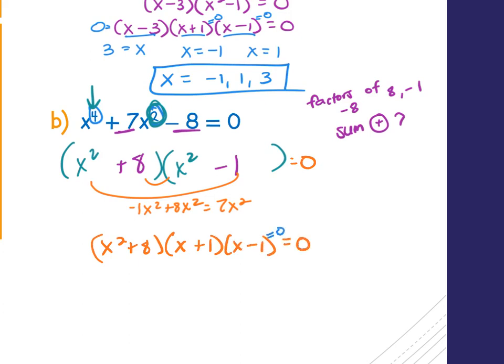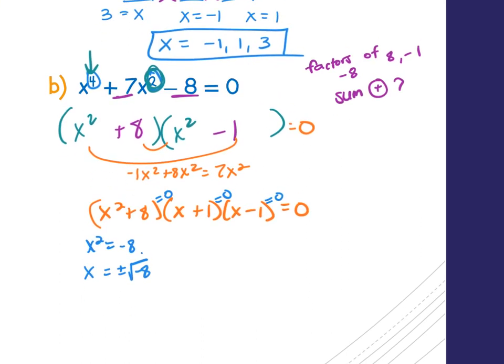Now I can set them each equal to 0. And I get x squared equals -8. X would equal plus and minus the square root of -8, which is not a real number. So I ignore it. For the other ones, I'd get x equals -1 and x equals +1. So my two answers are -1 and +1.